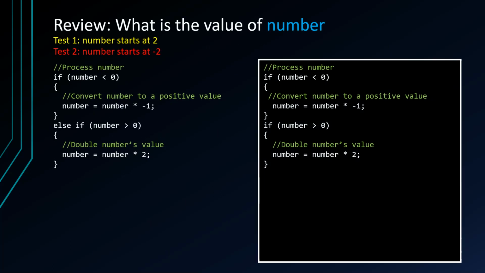Okay, so let's test your knowledge. Again, I want you to pause the program and I want you to follow through with this. I want you to look at both of these programs and do a test. Do both of these tests. In yellow, we have number 2, so the number is going to start at 2, and red number is going to start at -2. Now look at these two programs and see how they differ. Now go try it out. I'll wait for you here.